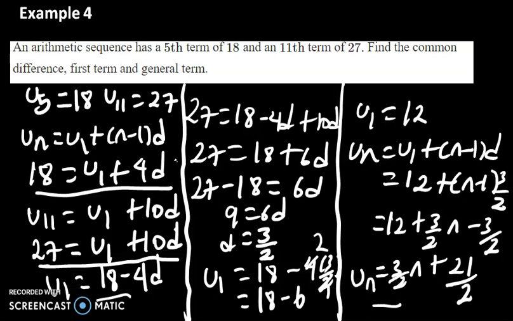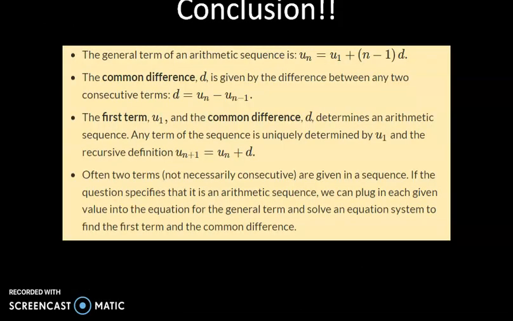So we are done with the examples, and now let's move on to the conclusion. What we have seen so far is that the general term of an arithmetic sequence is u1 plus (n minus 1)d. Please, this formula is crucial, and you should have it in your head by now, because you're going to meet it in the exam pretty frequently. The common difference is given by the difference between any two consecutive terms. You can use that to calculate d.